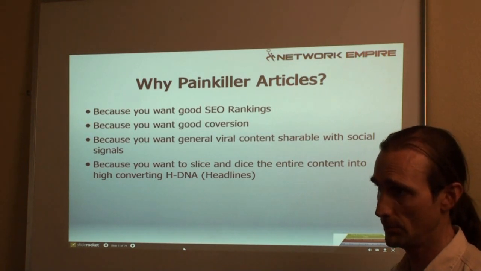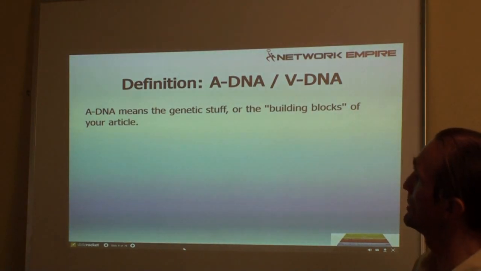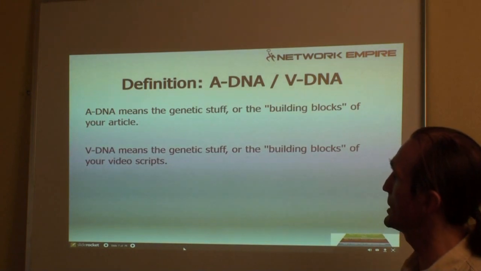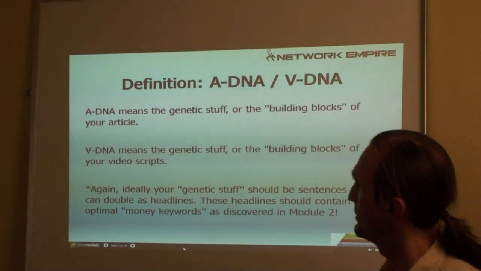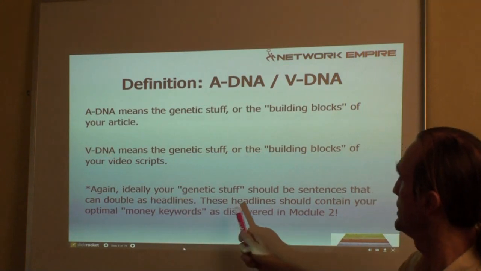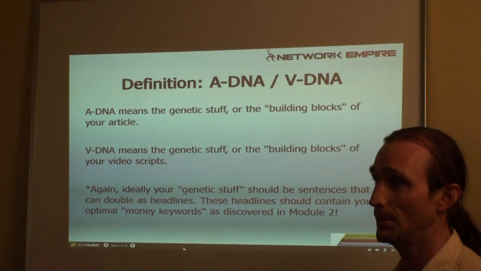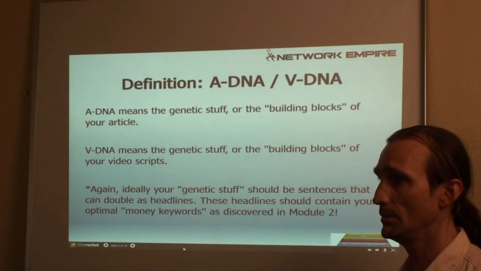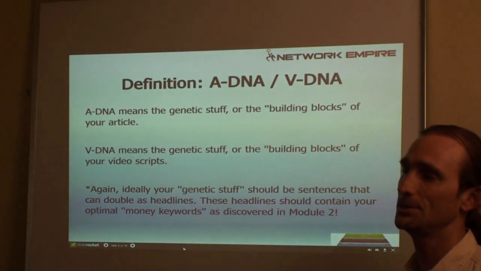We had to repurpose and recreate that definition. ADNA means the genetic stuff or the building blocks of your articles, as I just said. VDNA means the genetic stuff, the building blocks, of your video scripts. Again, ideally your genetic stuff should be sentences that can double as headlines. These headlines should contain your optimal money keywords as discovered in Module 2, but also in Module 1, your painkillers: the question behind the question, the pain behind the pain. If possible, you need to contain that in the sentence, but you can't do that in every sentence if you're going to construct an intelligent article.